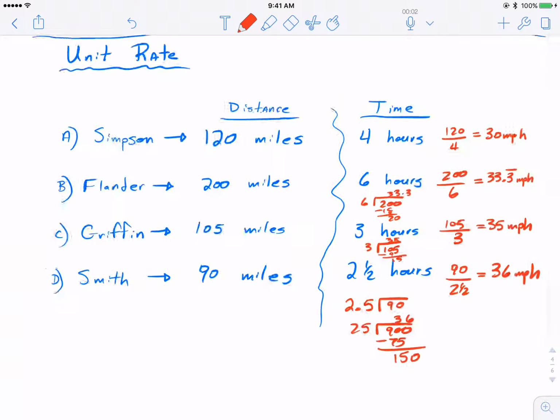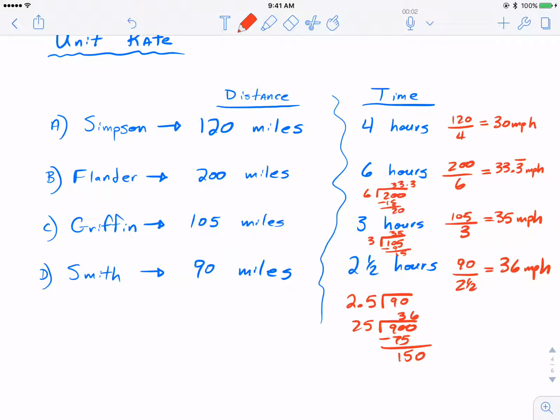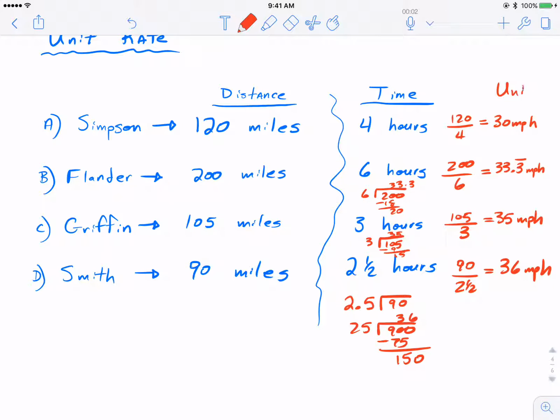Okay, so right now we still haven't answered a question, but we can at least set them all to the same standard. All of these values on the right represent a unit rate. It's how fast they were, or their average speed, if you want to think of it like that, per 1 hour, rather than out of 4, and out of 6, and out of 3. These are all out of 1 hour, so now we can rank them.